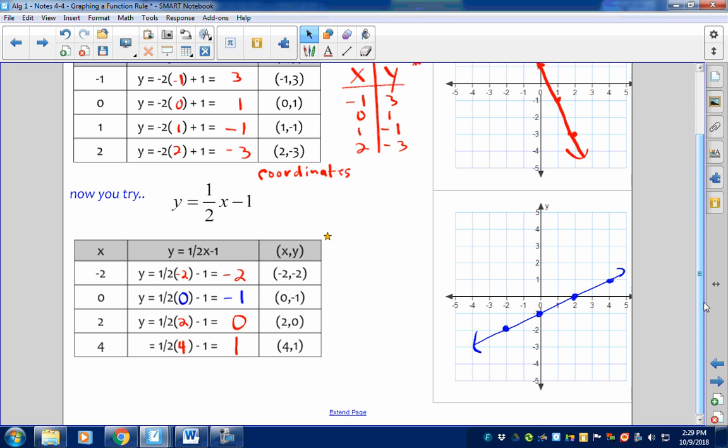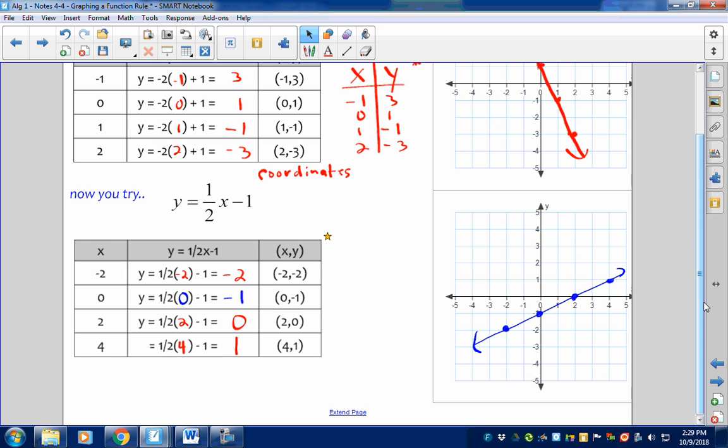I think it'd be easier to fill in the y values here. Just put the y values in: -2, -1, 0, and 1. So what you're plotting is the point -2, -2. I plotted that one. 0, -1 is right there. Plot 2, 0. And then 4, 1. The reason they're doing this middle column here is just to show you how they're getting the y's. I'm assuming you're going to do that in your head or on your calculator. So we get our line drawn.